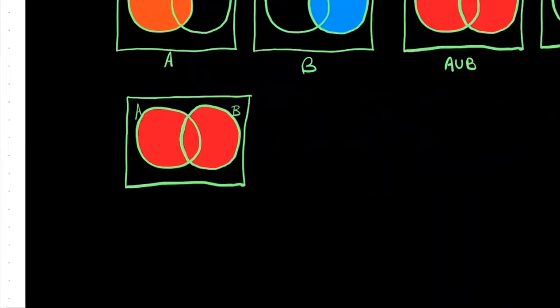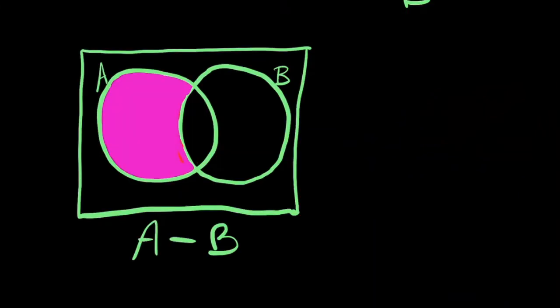So next we'll consider the difference, A minus B. Remember that's everything in A, and we're taking out everything that exists inside of B. All right, so there's A minus B.